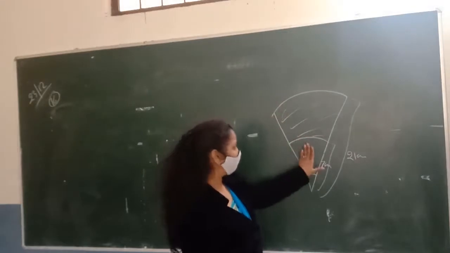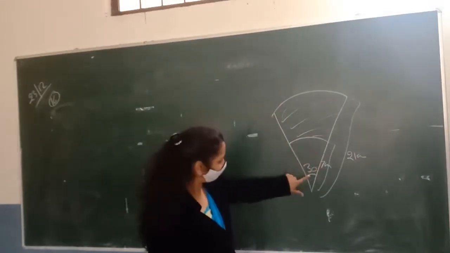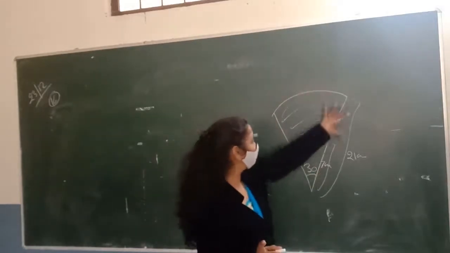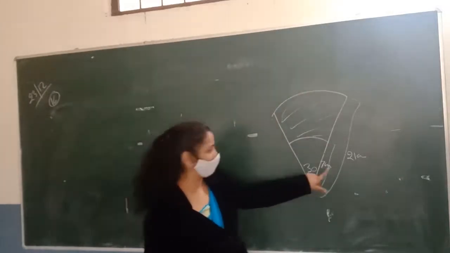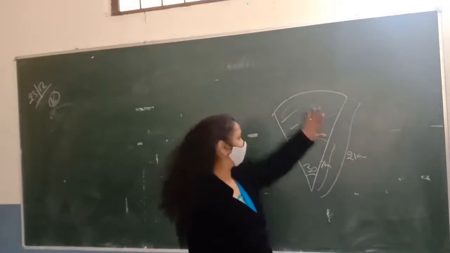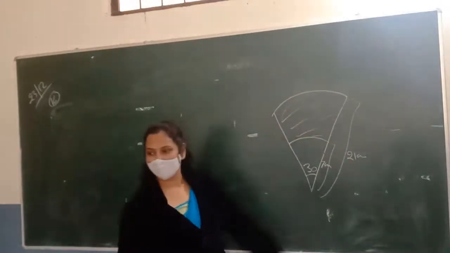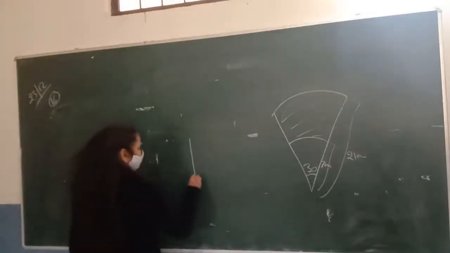So we will subtract the area of this portion, that is theta upon 360 pi r square where r is 7, from the area of this whole sector, that is theta upon 360 pi r square where r is 21. So we will get the area of this portion. Is it clear?